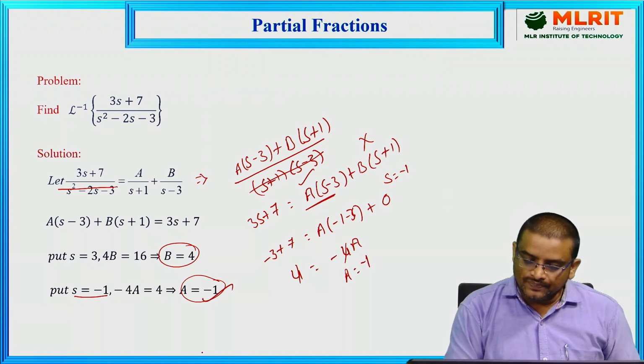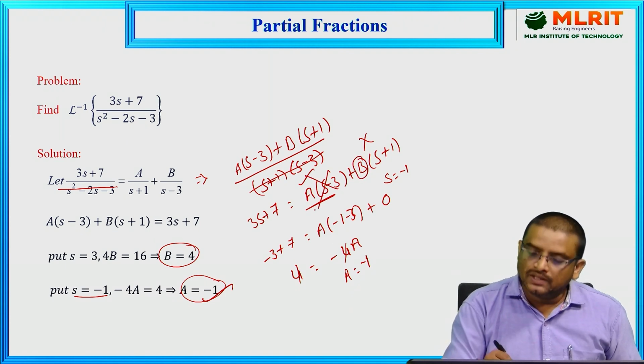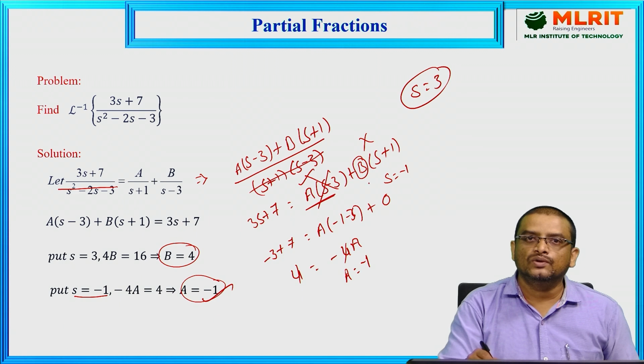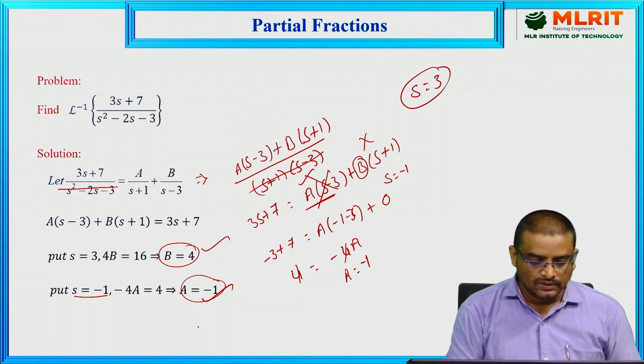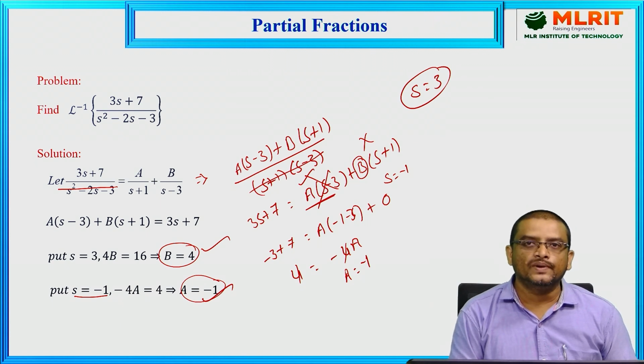And similarly, if you want to get the value of b, this term must be 0. So in order to get this term equal to 0, we have to take s is equal to 3. Put s is equal to 3 on both sides. We can get our b is equal to 4. This is another way we can also find out this a value and b value here.